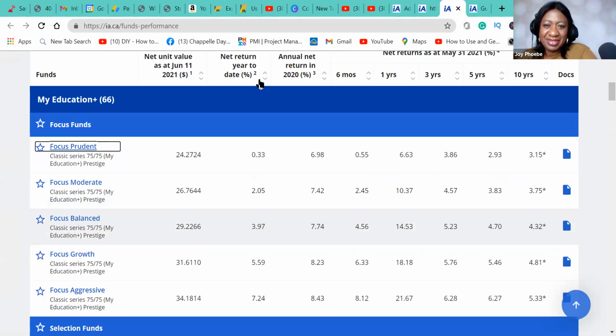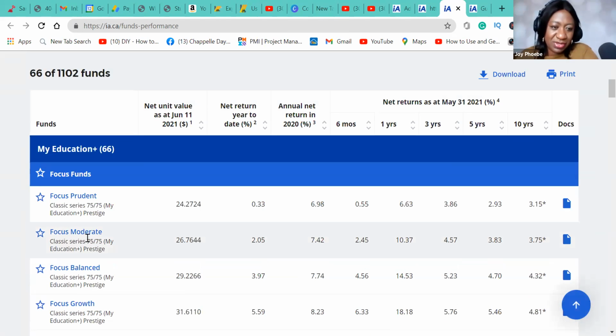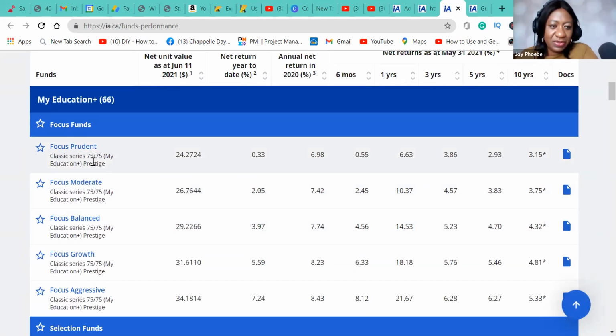Okay, guys. I'm going to stop sharing the previous screen because I'm not sure if you are seeing this one now, and because nobody is here to tell me, I have to go with my gut. So this is what I'm talking about. You see this Focus Prudent Fund? Its classic series is 75-75. So it means that it gives a 75% guarantee on maturity, and a 75% guarantee on death benefit.